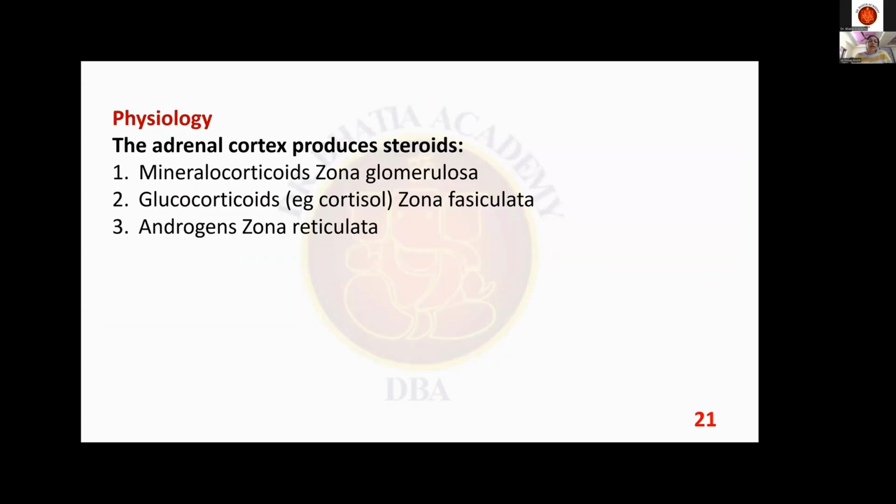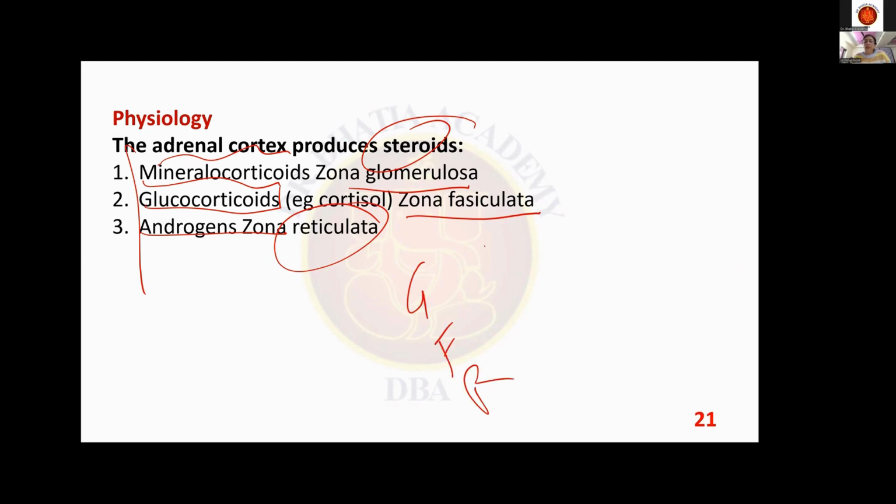Coming to the physiology part, the adrenal cortex produces mineralocorticoids by the glomerulosa, glucocorticoids by the fasciculata, and androgens by the reticularis. I hope this is easy. And if you get confused, you should know the GFR formula: G will give M, F will give G, R will give androgens.